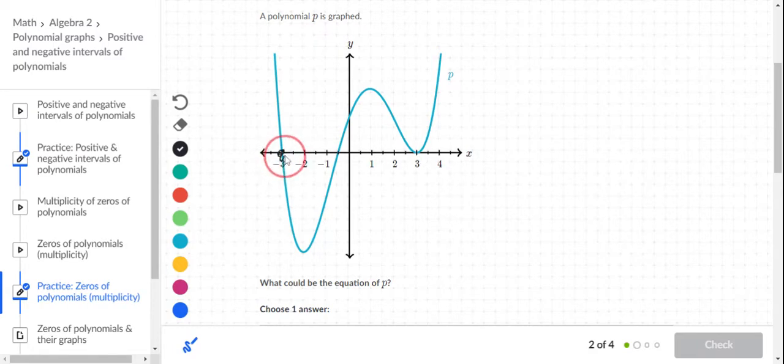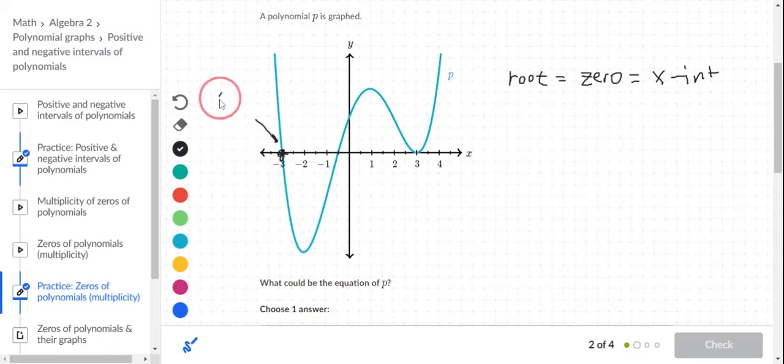So if we look, here's a 0. Remember, another word for a 0 is a root. Another word for either one of those is an x-intercept in terms of a graph. So what could be the equation? Well, we have a 0 here at -3. That tells us that one of the factors should be x plus 3. Remember, it has to be the opposite.